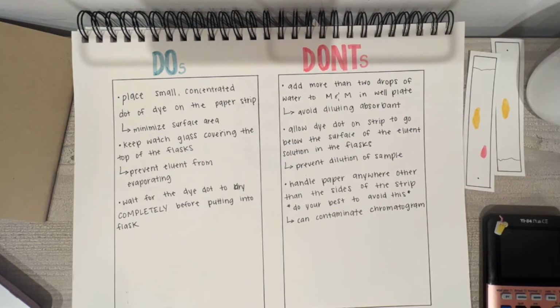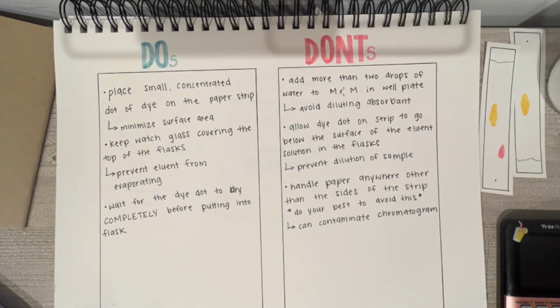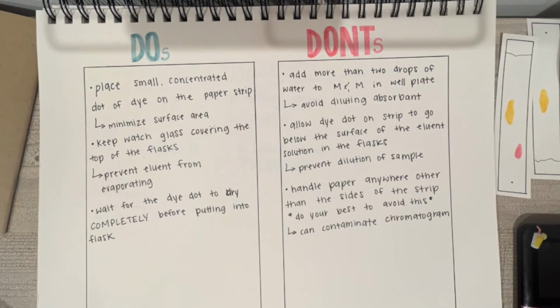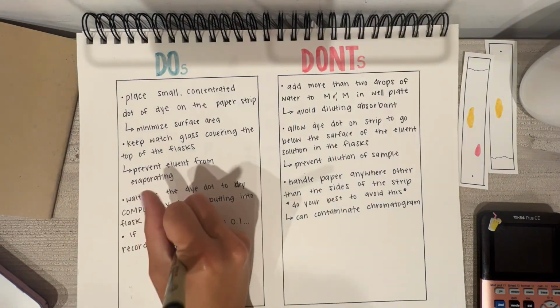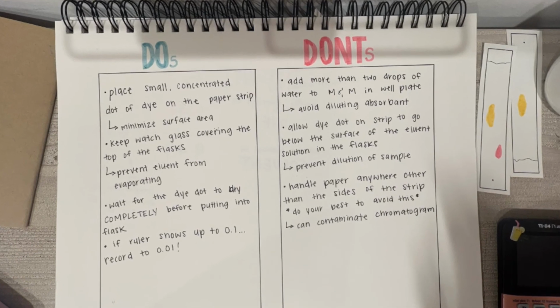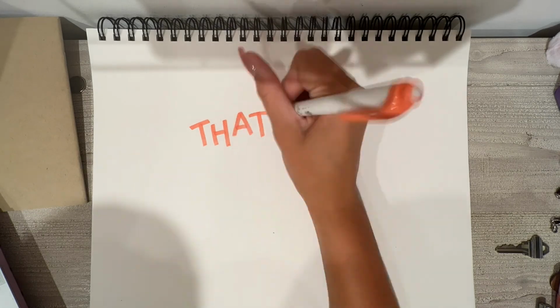Although it's pretty tricky, only handle the paper on the sides of the strip to avoid contaminating the chromatogram or inhibiting the capillary action of the eluent solution. And one last thing to remember when recording data, if your ruler shows up to the 10th place digit, record to the 100th. That's all, and good luck with your lab.